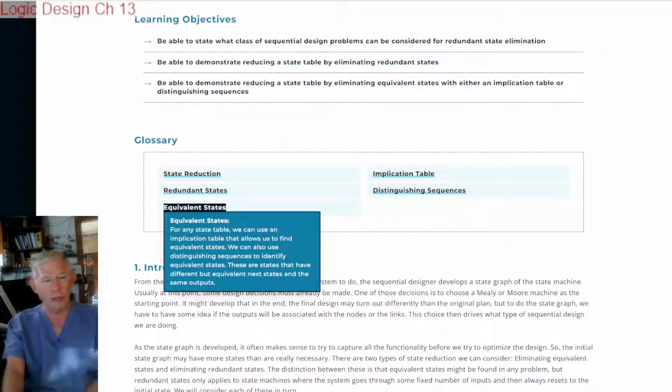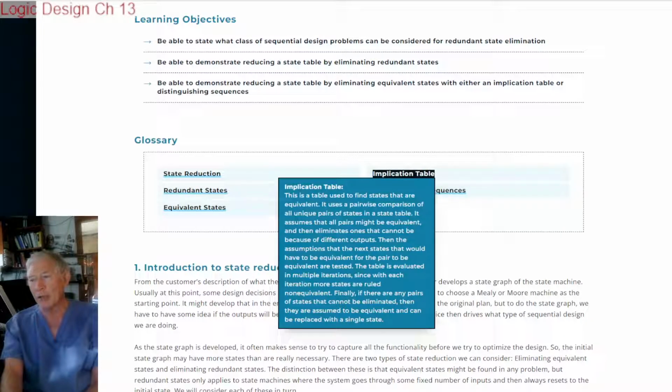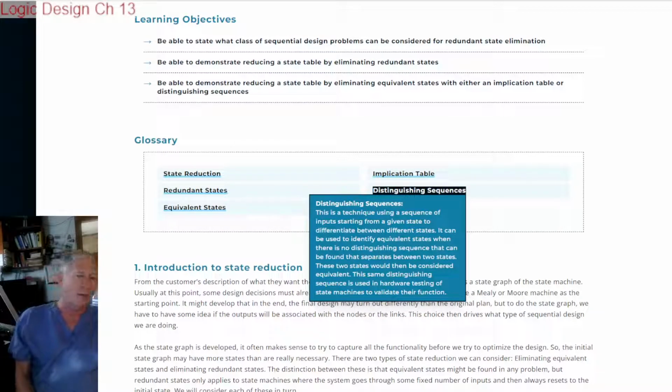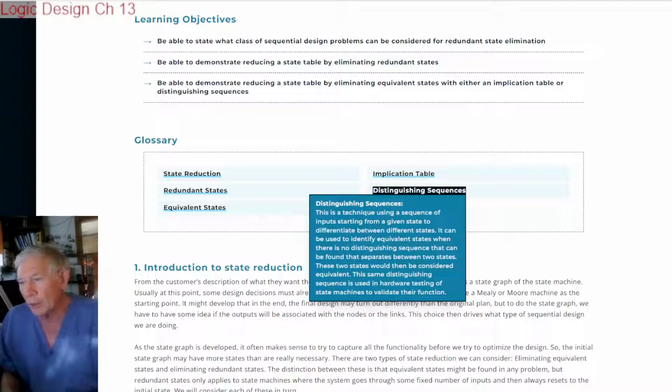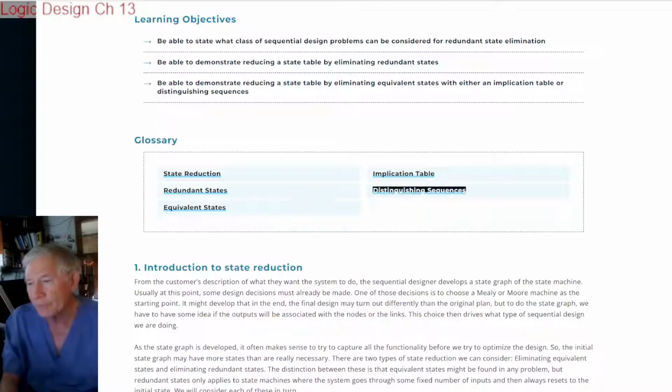For equivalent states, we'll use distinguishing sequences or an implication table. The implication table is just a way to identify these equivalent states, and a distinguishing sequence is a very important concept that also has a lot of play when we are trying to develop tests for our sequential designs. Let me just read the definition. This is a technique using a sequence of inputs starting from a given state to differentiate between different states. It can be used to identify equivalent states when there's no distinguishing sequence that can be found that separates 2 states. If you can't find a distinguishing sequence, that typically means those 2 states are equivalent. All right.